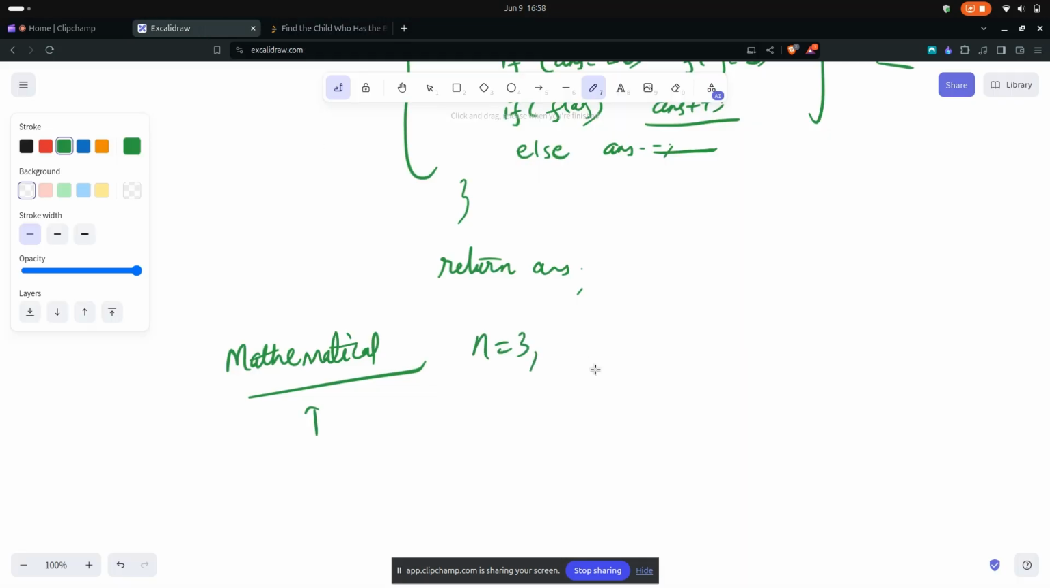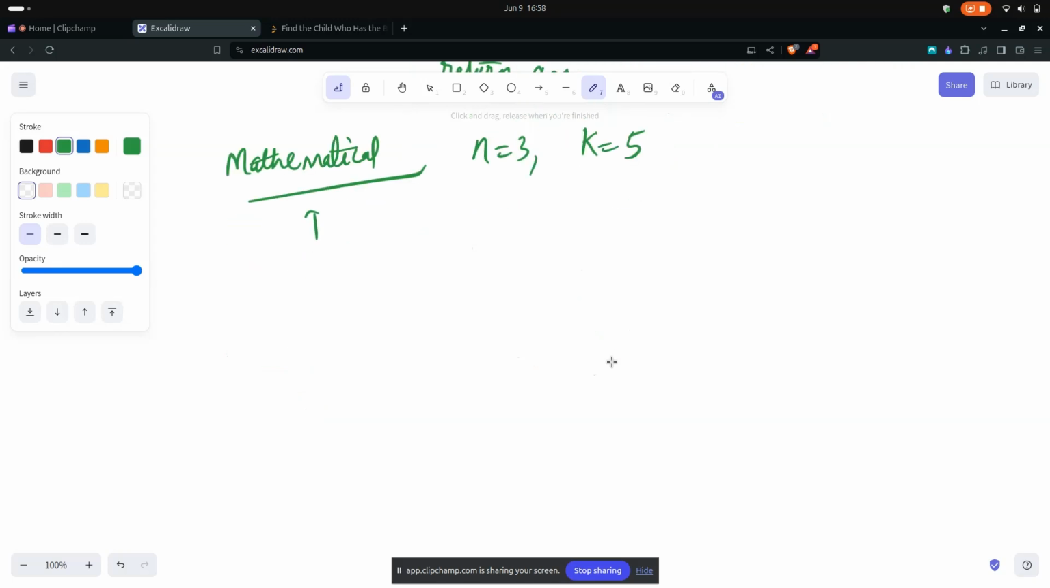N is 3 and k is 5. Now, in our brute force logic, what's the main thing? One is the direction and one is the number of times, or k, we can say k. Now, let's say k was 6. If k was 6, then what will happen?